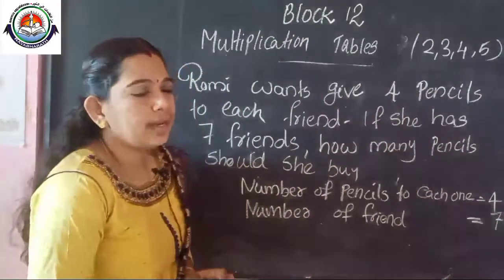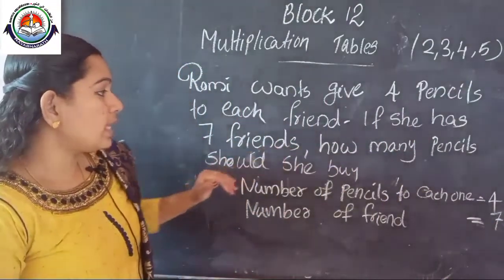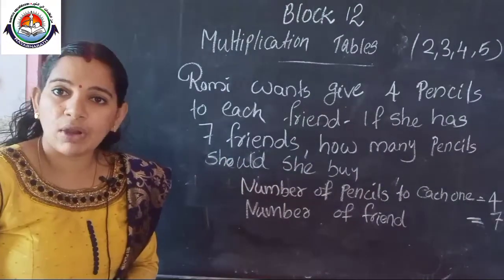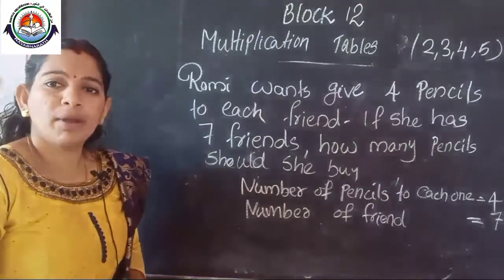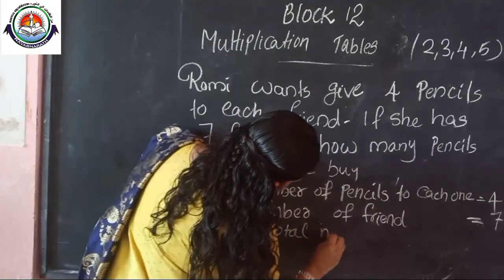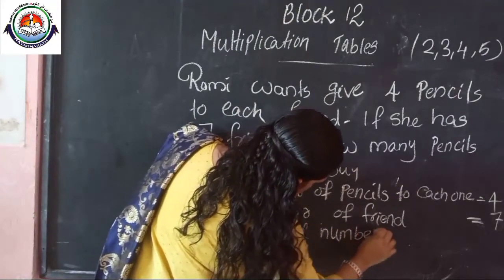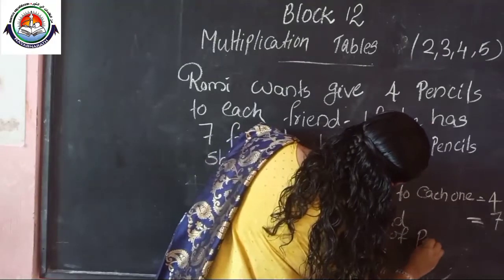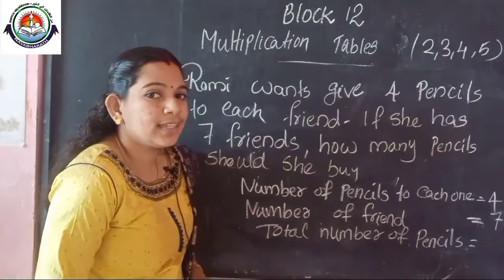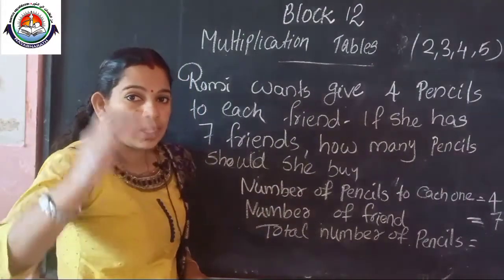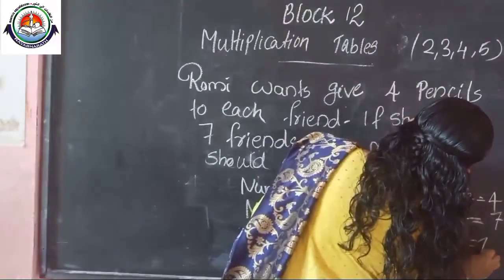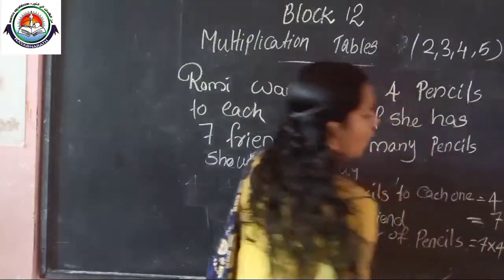Then what do we want to find? How many pencils should she buy? So how many pencils she wants to buy, or you can write the total number of pencils. How do you get it? I told you. How do you get it, 4 plus 4 plus 4? No. 7 into 4. Yes, 7 groups with 4 pencils.